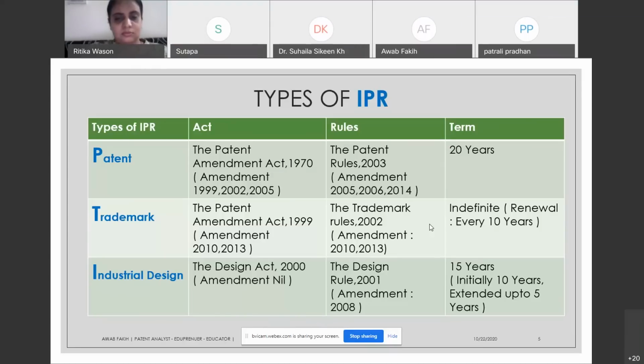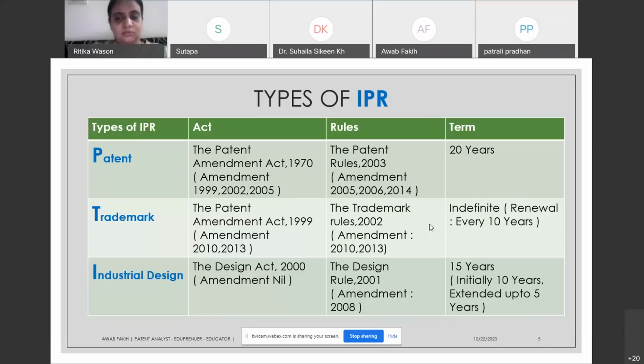Next is your trademark. When you talk about the trademark, my dear friends, initially when the trademark is granted, it is granted for 10 years, and we can keep renewing it after every 10 years for an indefinite period. That's the beauty of it. Indefinite period, but the condition is that after every 10 years, you have to keep renewing it.